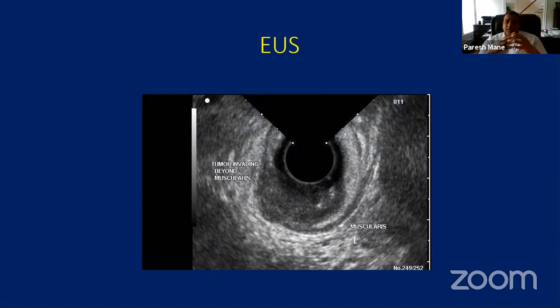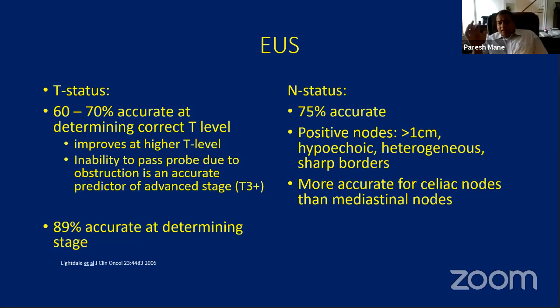So this is a tumor which is T3. It's involving the muscular layer, the muscularis propria. So EUS is about 60 to 70% accurate when you're trying to find the T stage, meaning how deep it has gone through the esophagus. It is about 75% accurate when it comes to picking up nodes. EUS is almost like EBUS when it comes to picking up mediastinal nodes.